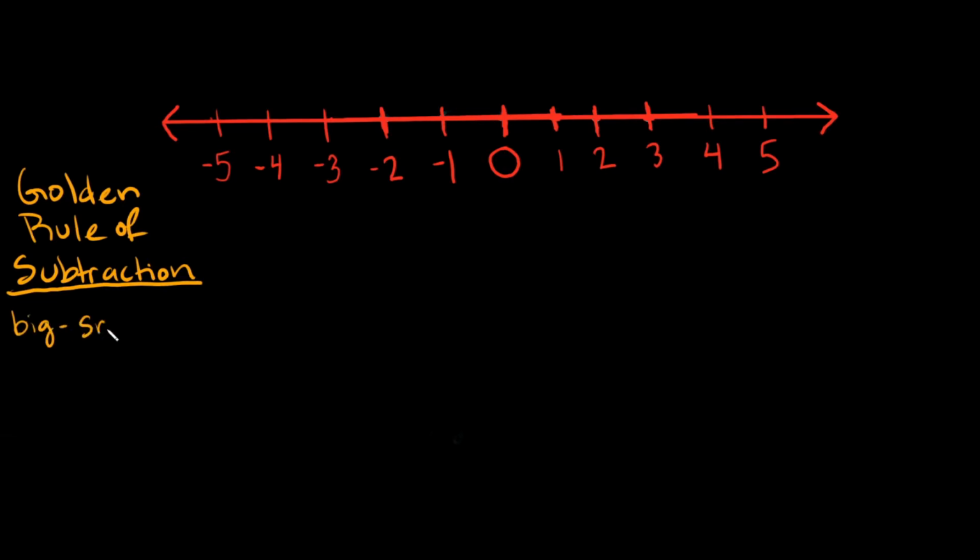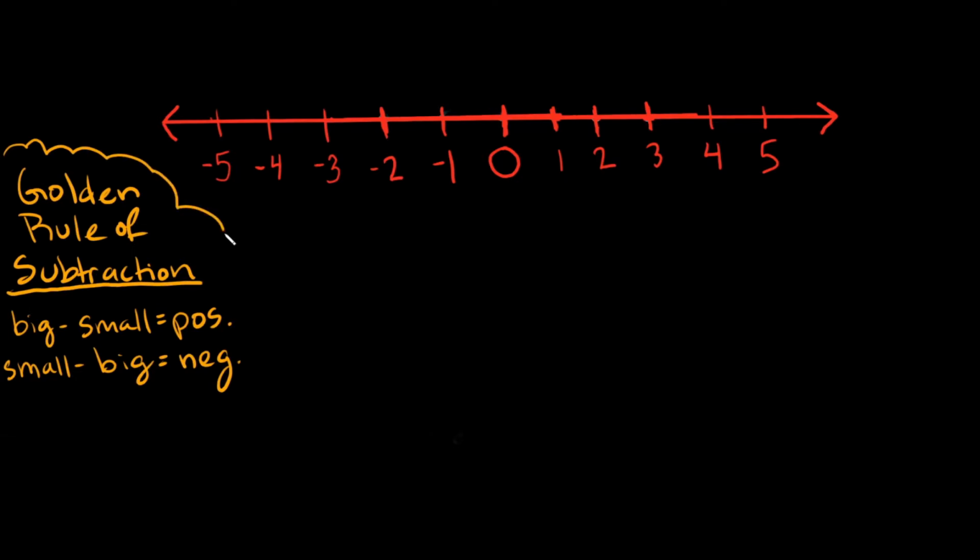Big minus small equals positive, and I'm just abbreviating, POS, positive, and small minus big equals negative, NEG, negative, okay? Write this down on your test, on your homework, on your notes, whatever. This is gonna save your life, potentially, your math life, okay? It's gonna be really helpful, so I'm gonna show you what I mean, okay?